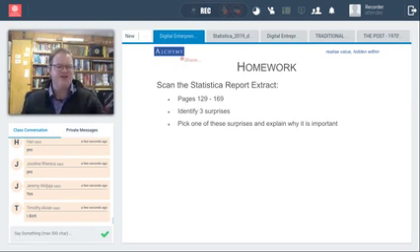I want you to scan through that. I want you to identify 3 surprises, things that you are blown away by. And then I want you to pick one of those surprises and explain why it's important in the class on Friday. So you need a little bit of time, maybe half an hour to an hour, to look at those, to think about what you really find surprising.